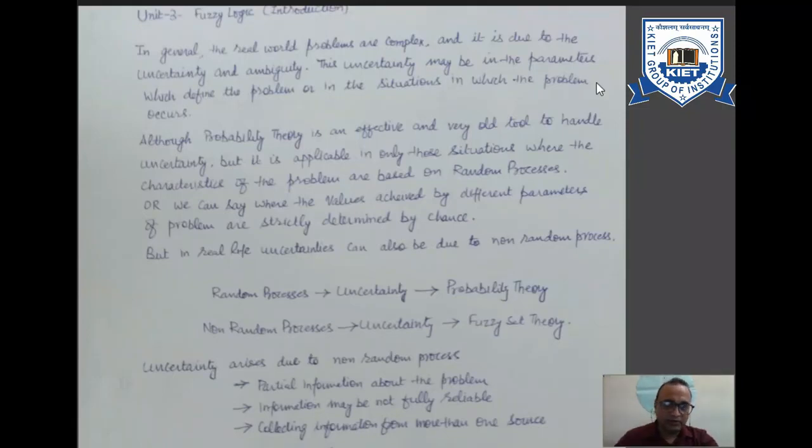Right. So I have already shown you that random processes may generate an uncertainty scenario, and this is dealt with by the help of probabilistic theory. Non-random processes are another source; if uncertainty arises from them, then that uncertainty is dealt with by fuzzy set theory. Right.